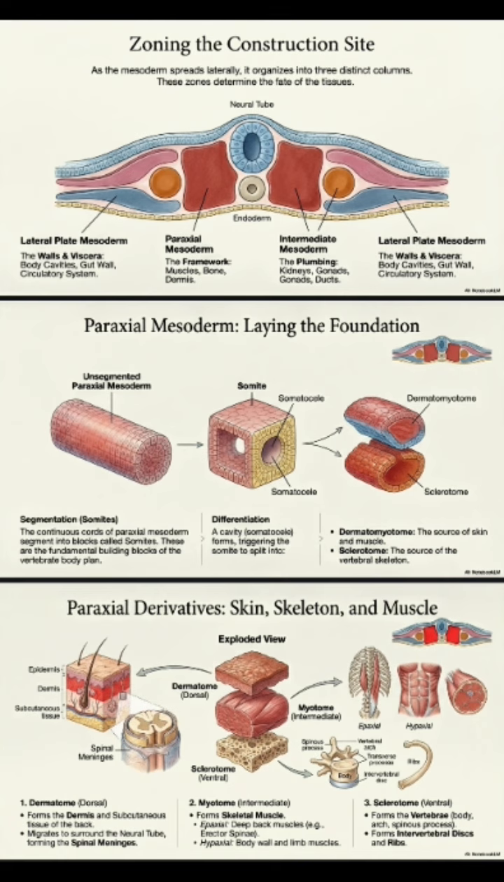So let's look at each of them. First, the paraxial mesoderm. It is segmented into what we know as somites. These somites then form a somitocoel, which will then differentiate into dermomyotome and sclerotome. The dermomyotome will then form dermatome and myotome. So, the dermatome will form the dermis of your skin, the dermis, not epidermis, dermis of your skin. The myotome forms the skeletal muscles, the sclerotome forms your axial skeleton, most of your axial skeleton.